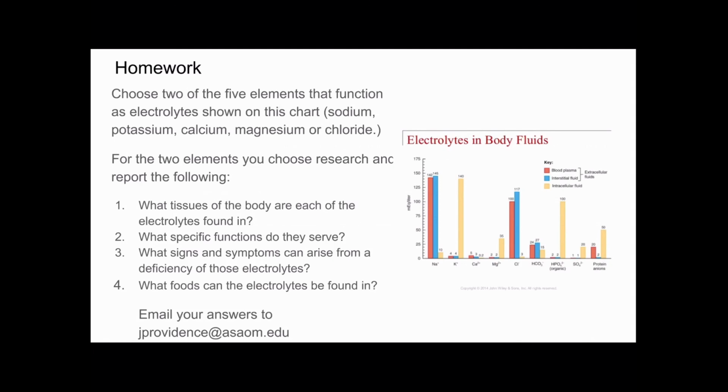What specific functions do they serve? You may find specific enzymes that they're cofactors for, or specifically that they're doing a lot to conduct electricity in the body, or whatever. So tell us what specific functions the ones that you have chosen to research serve in the body, and then find out what signs and symptoms happen if somebody is deficient in those particular electrolytes, and then find what foods are abundant in each of those electrolytes that you chose.